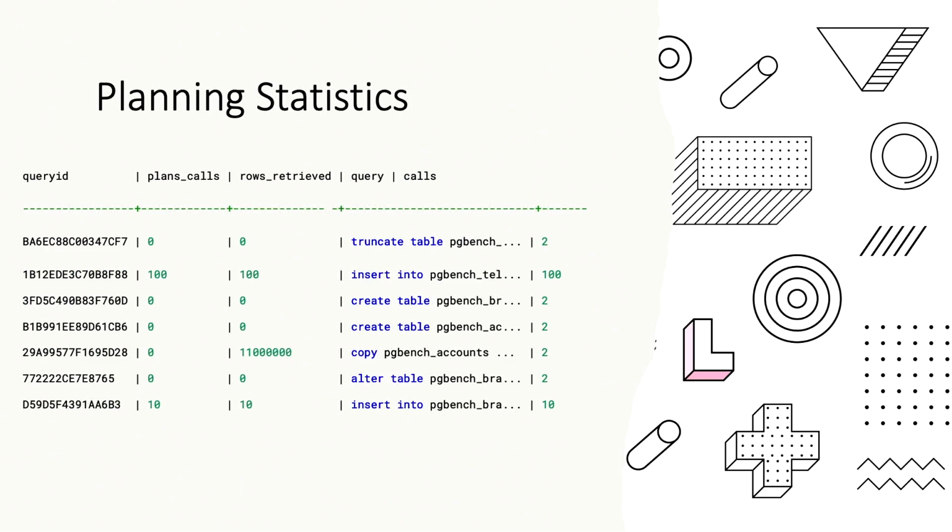You have planning statistics in pg_stat_monitor. You can see how many times a query was planned, and how many rows, relations, queries and calls. Here the plan calls show this query was planned 100 times, this one 0 times, and this one 10 times. So you can see how many times it was planned and how many times the plan came from the cache. If it's less than the actual calls, then it gets the plan from the cache.